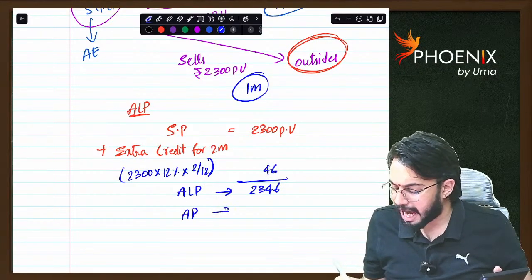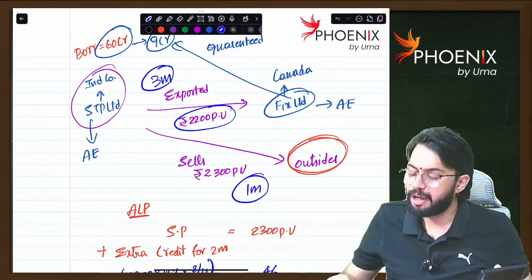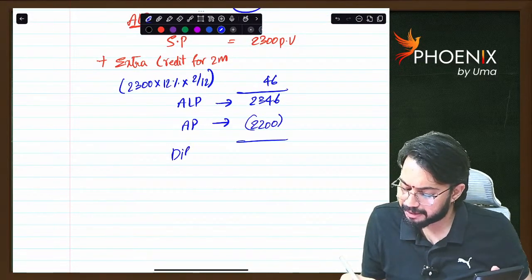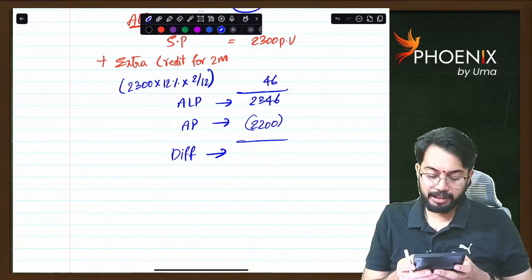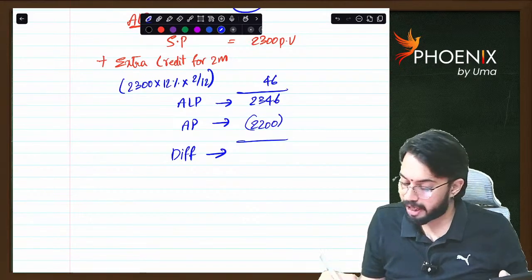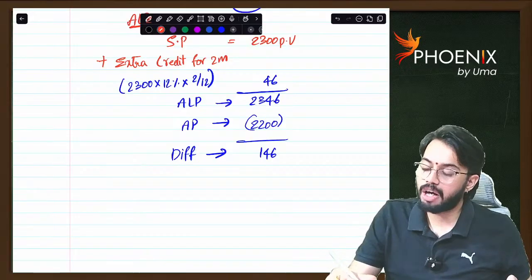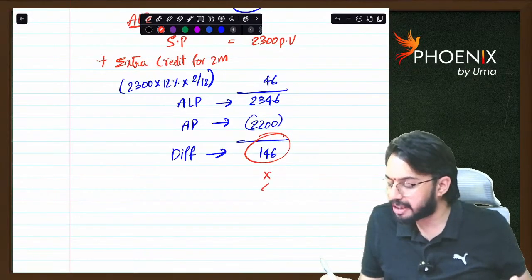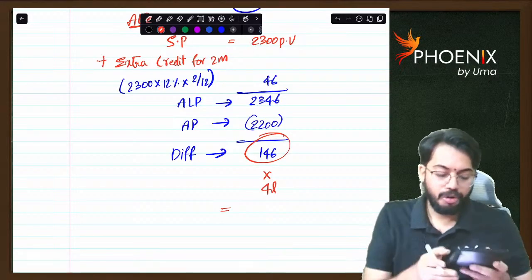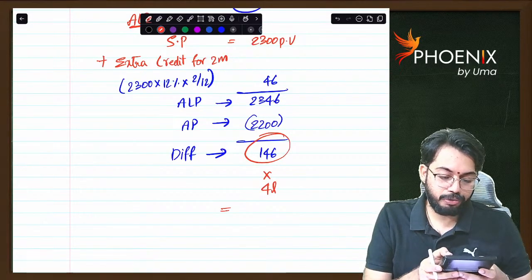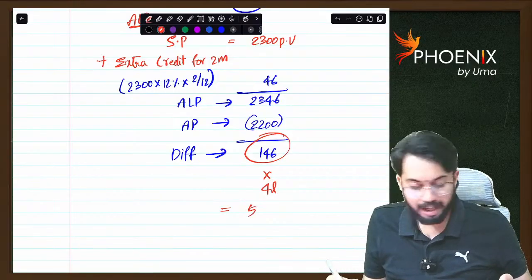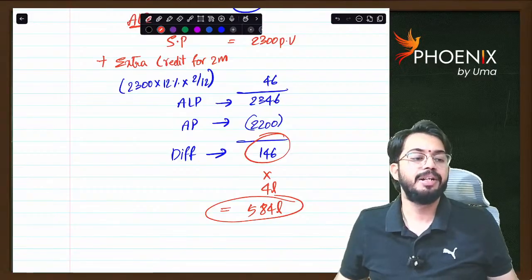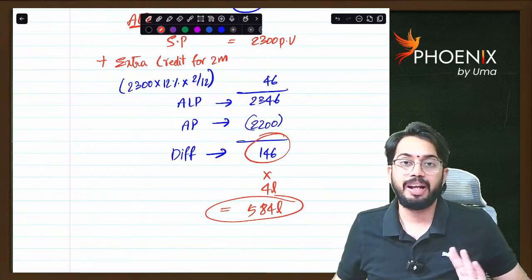But how much is actual price? He exported actually for 2200 rupees. Now how much is difference? Difference 2346 minus 2200, 146. Now whatever difference 146 is there, that is for one bed sheet. How many bed sheets are sold? 4 lakhs. So 146 into 4 lakhs, how much? 584 lakhs. That is the income that is required to be added. Are you able to understand? So primary adjustment is 584 lakhs.